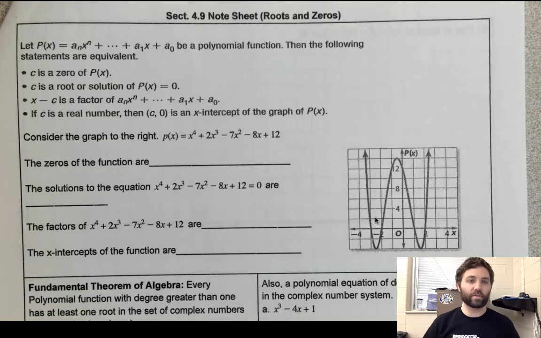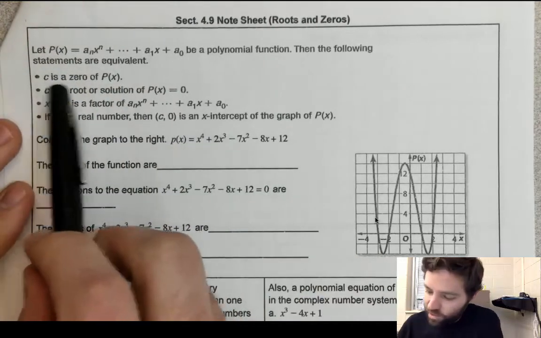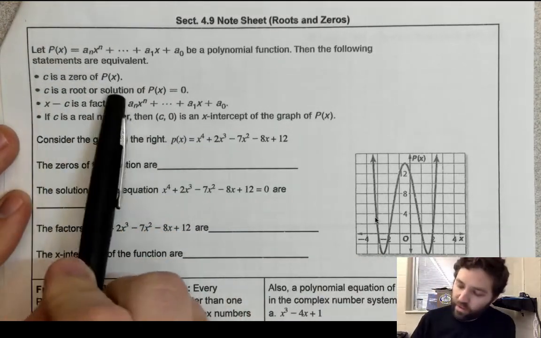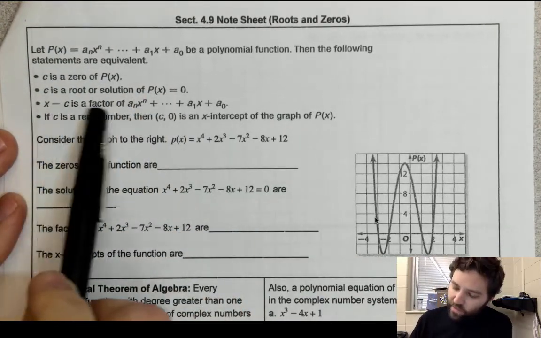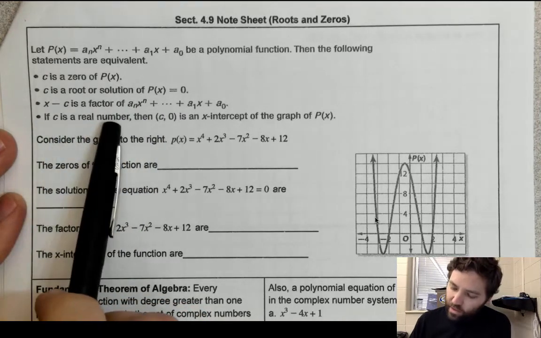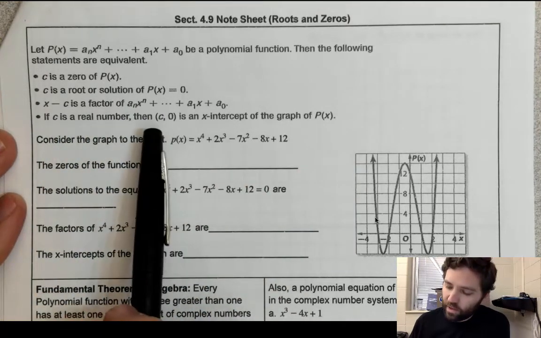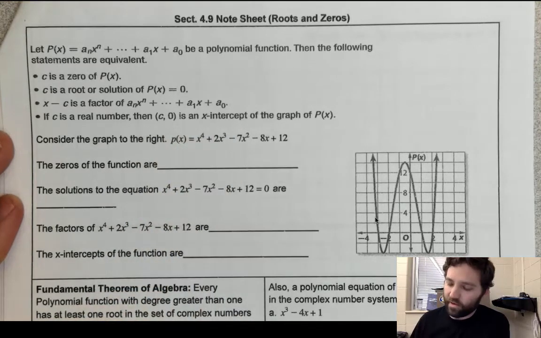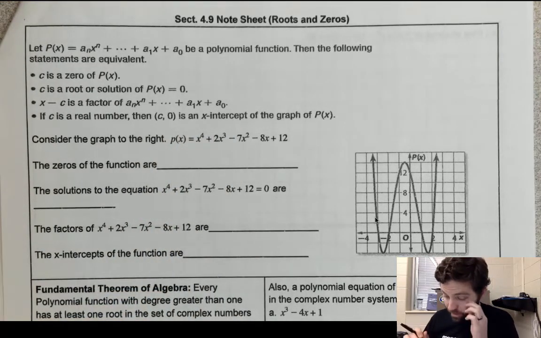And we're going to start by talking about some vocabulary in terms of polynomial functions. Remember, these are functions that you can graph of polynomial expressions, all right? So then, the following statements are equivalent. All right, let's talk about this. If c is a 0 of p of x, then c is a root of the solution. x minus c is a factor, and c is a real number. If c is a real number, then (c, 0) is an x-intercept of the graph. Okay, so that's all very math jargony.